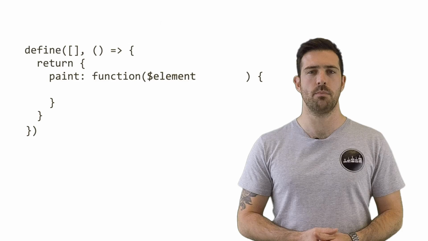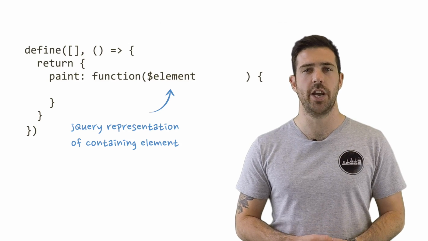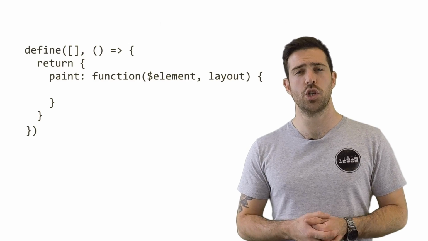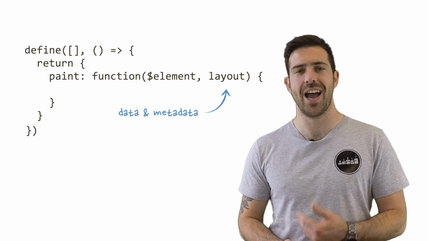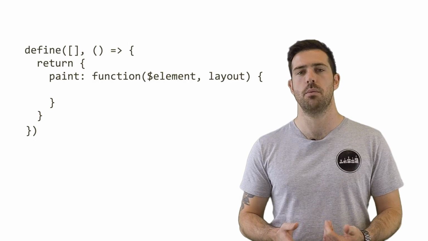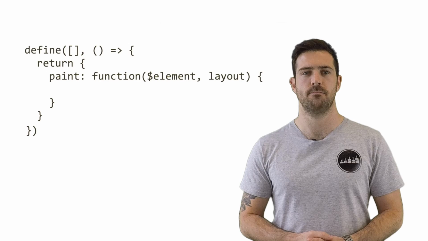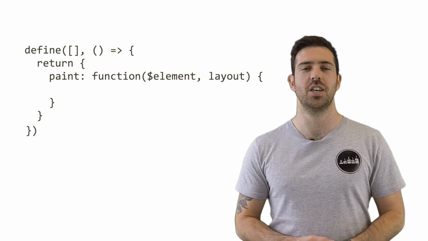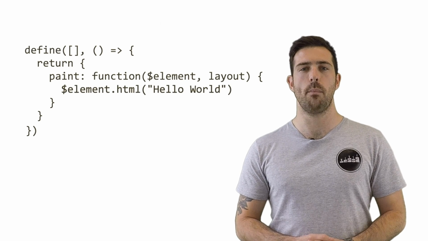It also receives two parameters, $element, which is a jQuery representation of the containing HTML element, and layout, which is an object that contains the metadata and data for the extension based on any specified dimensions, measures, and properties. For our extension to produce an output of Hello World, we can write the following inside of our paint function.